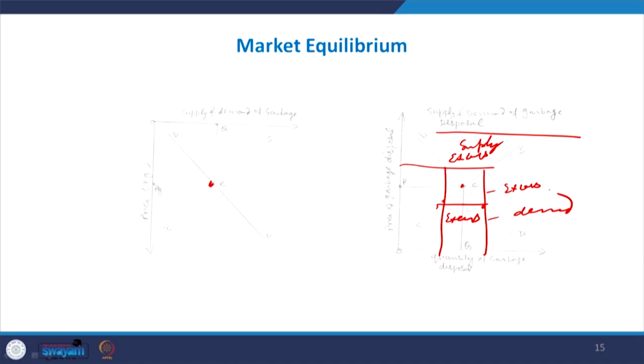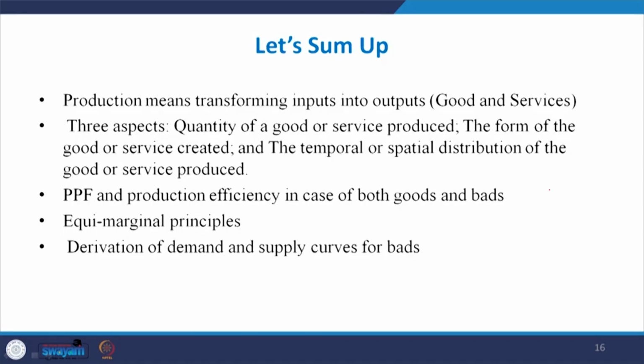Okay. And let me briefly tell you what has been discussed in this lecture. I discussed the concept of production. Production means transforming inputs into output. Output may be goods or services. There are three important aspects related to production: the quantity of a good or service produced, the form of the goods or services created, and the temporal or spatial distribution of goods and services produced.